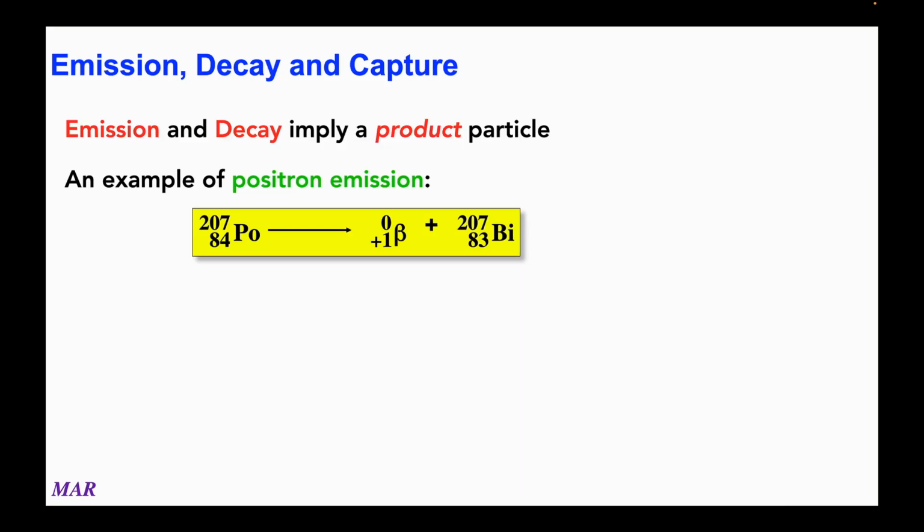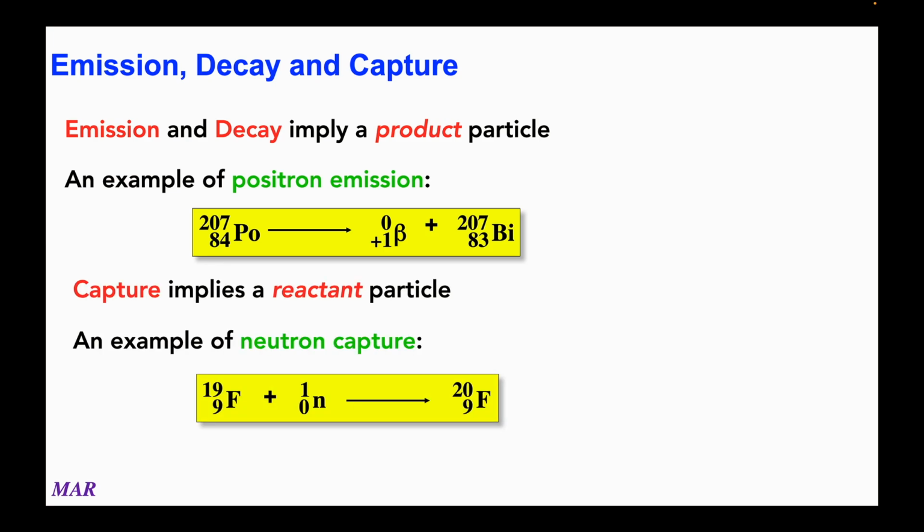If you hear about a reaction that undergoes emission or decay, whatever is being emitted or whatever the decay is, it implies a product particle. As an example of that, here's a reaction with a positron emission. So again, look for emission and decays. This is a positron emission, so that means a positron, that 0 plus 1 beta, is going to be a product. So with emission and decay, whatever is being emitted or decaying is going to be a product. This is polonium-207 breaking down to bismuth-207, and in the process, a positron comes off.